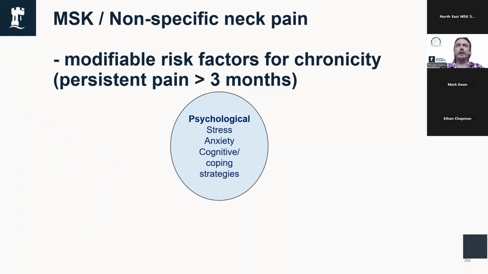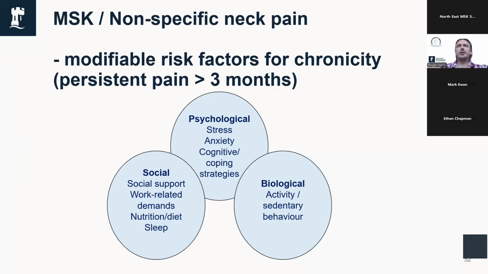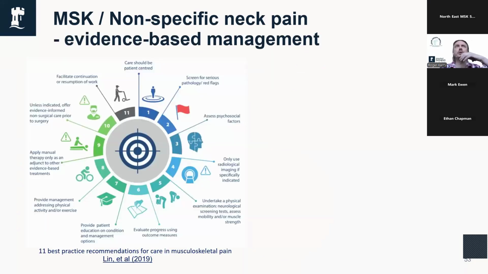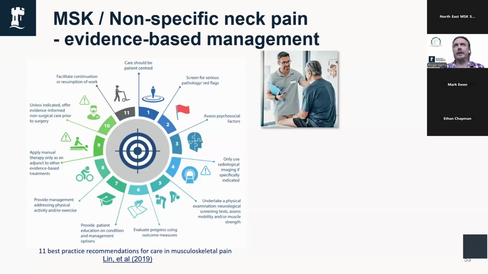And we know the key things are modifiable psychological risk factors and social risk factors, and some biological factors. So we need to focus our management towards those. And again, Lynn's 11 points for best practice in musculoskeletal pain apply strongly to people with neck pain and head pain as well. So there's a link for that there. But we should be thinking about reassurance and education.